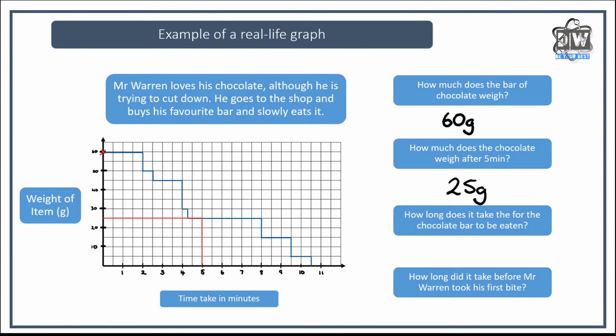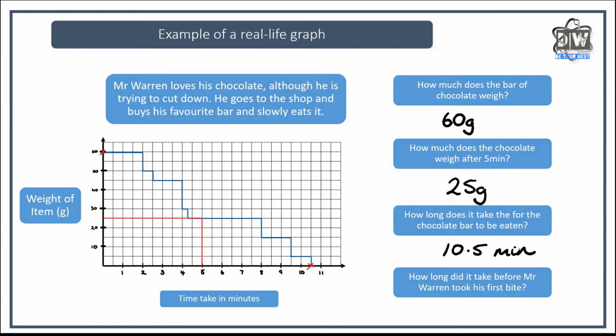How long does it take for the chocolate bar to be eaten? Now, 2 possible answers here. You could say it was finished eating at 10.5 minutes. I think this is actually saying how long did it take before. No, that's right. So the first one will be 10.5 minutes because it's finishing here, isn't it? Yeah, it's finishing right there. So it's going to be 10.5 minutes.